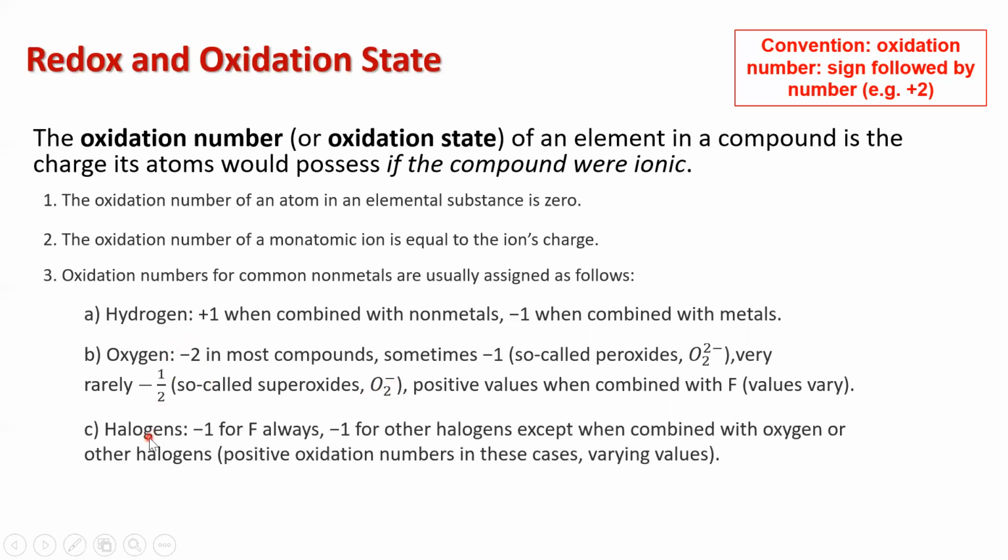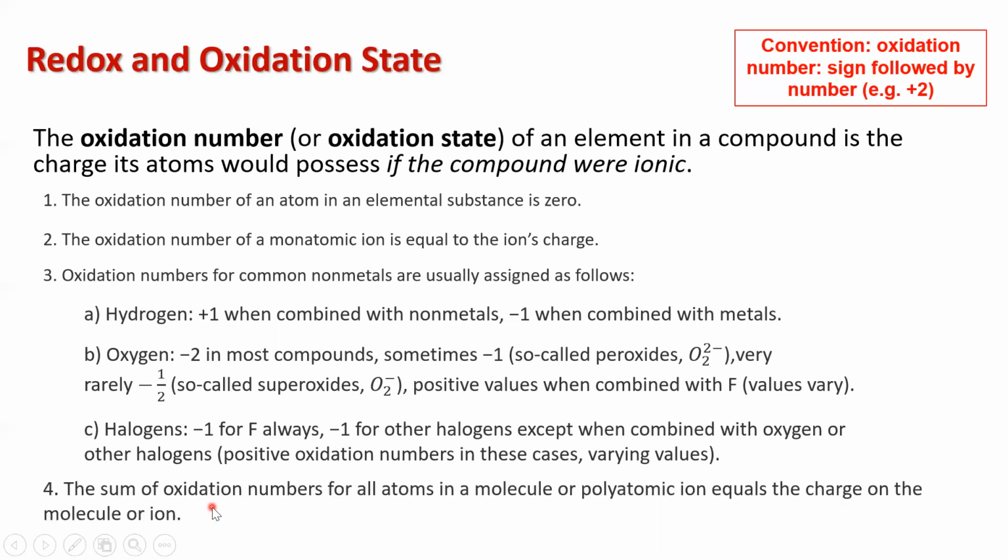When we look at halogens, those are elements in group 7 on the periodic table. Fluoride is always -1 because it's got such a high electronegativity. The other halogens in that column are often -1, unless they're combined with oxygen or other halogens, and then they would have a positive oxidation state that would vary.